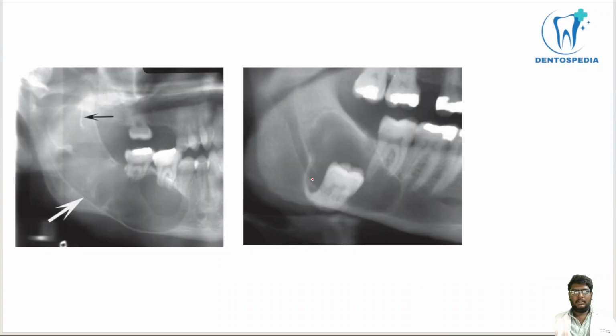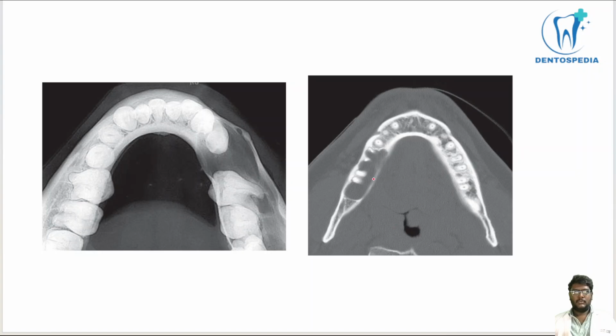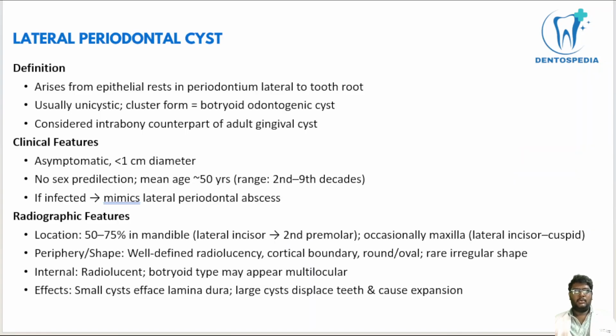Here you can see the cystic lining extending into the mandibular ramus. Here you can see the anterior posterior expansion of the cyst. So this is all about keratocystic odontogenic tumor.